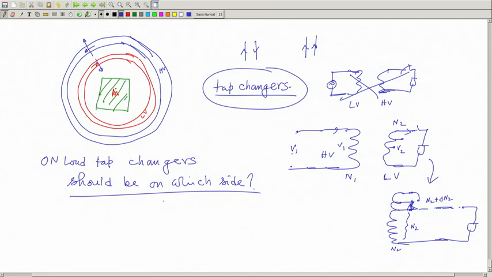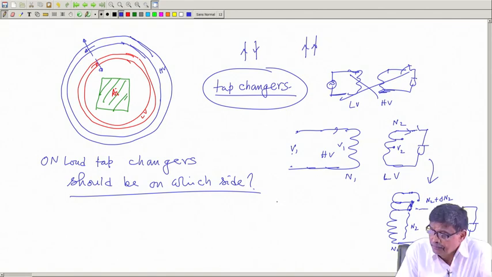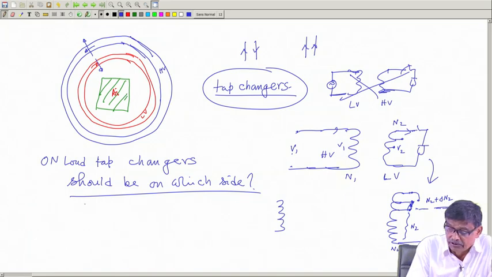Tap changers are better connected there, because you have to make and break current, which is large, and the load is already connected; you can't do anything, particularly with on load tap changers. Hundreds of amperes of current is flowing, and you suddenly want to move this one to increase the voltage a bit. Can I then do the same thing if I connect the tap changers on the HV side? Answer is, on the HV side.